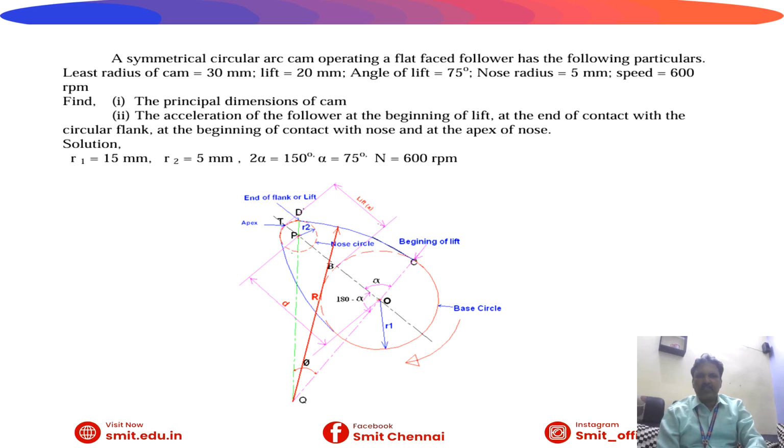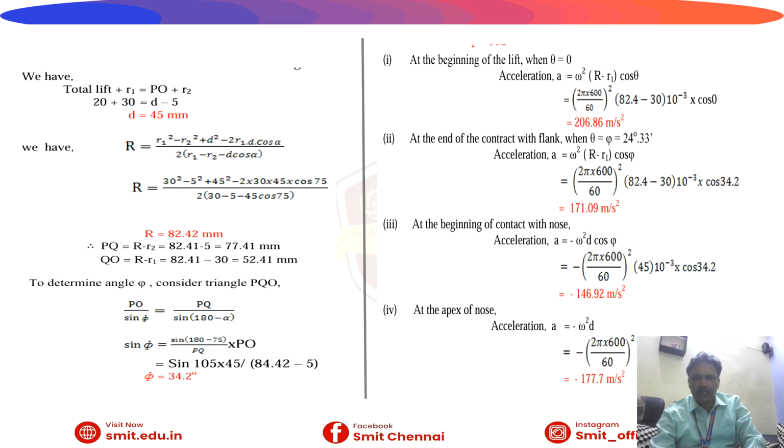Then the important step is the acceleration of the follower at the beginning of the lift, at the end of contact with the circular flank, at the beginning of contact with the nose, and at the apex of the nose. These are the calculations we are going to find. Given data: R1 equal to 15 mm, R2 equal to 5 mm, 2 alpha equal to 150 degree, that is, we take half of the value, 75 degree. N equal to 600 revolutions per minute.